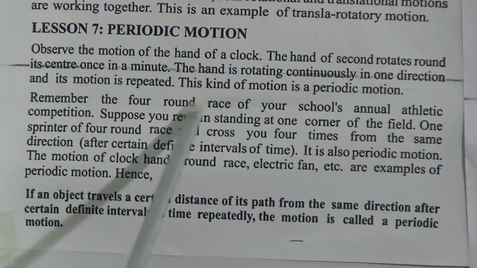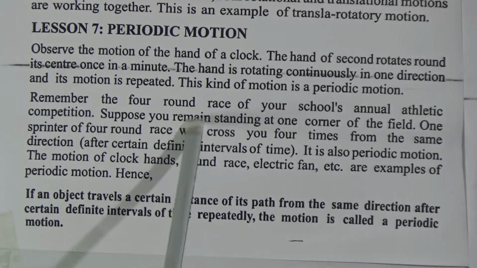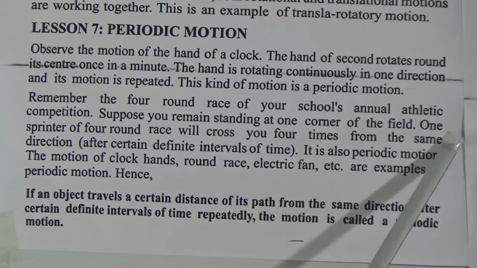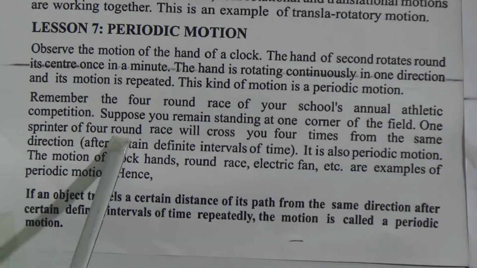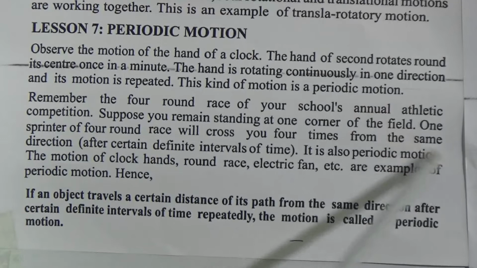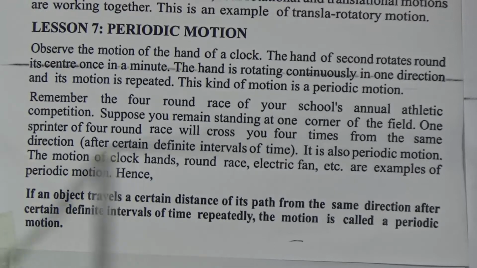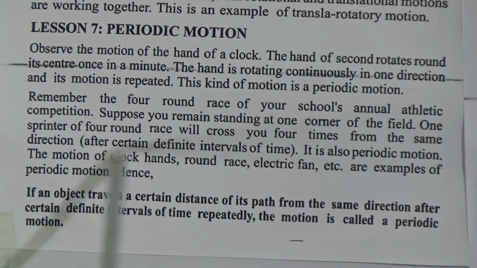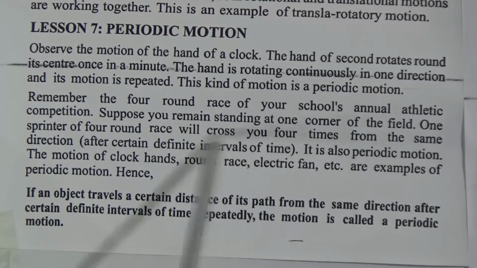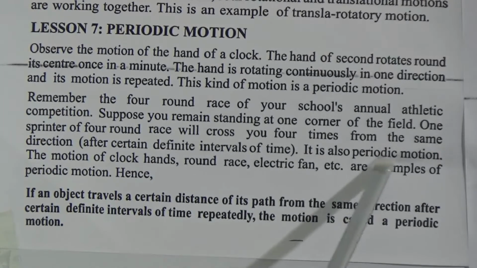Remember the four-round race of your school's annual athletic competition. Suppose you remain standing at one corner of the field. One sprinter of the four-round race will cross you four times from the same direction after a certain definite interval of time. This is so important. That means after certain definite intervals of time. If it doesn't have this, it will not be a periodic motion. It is also periodic motion.